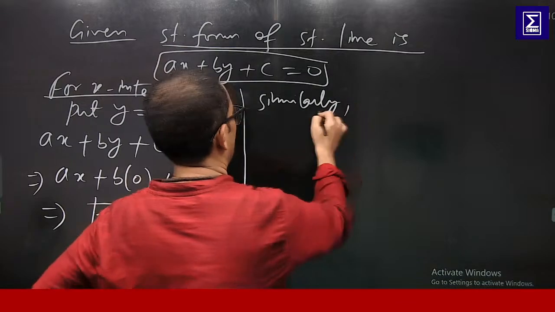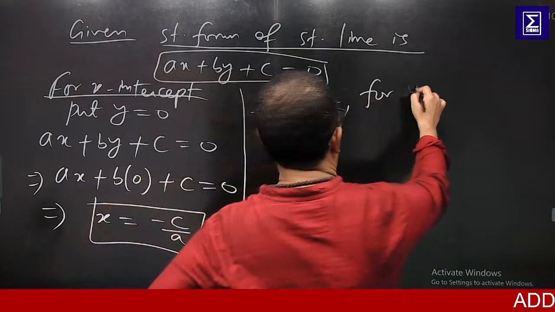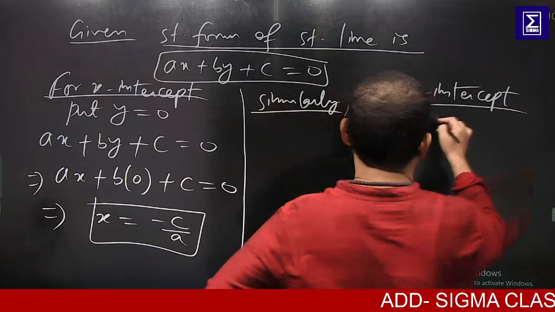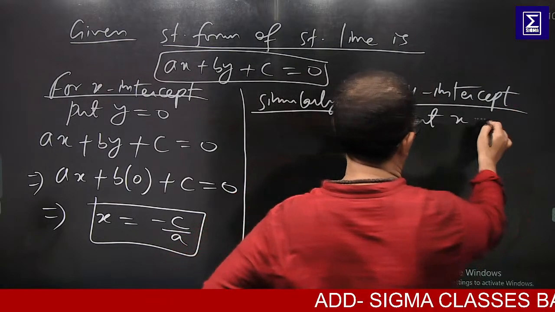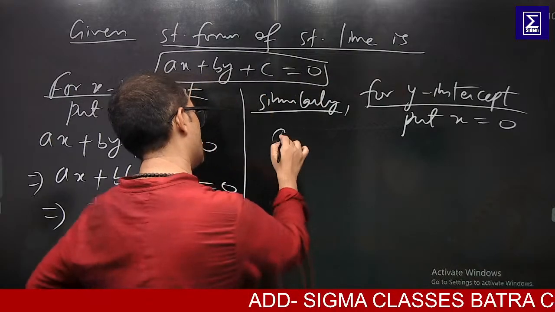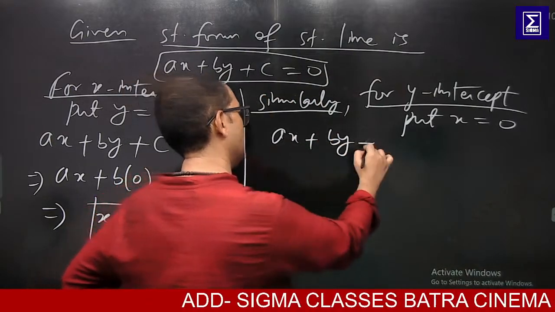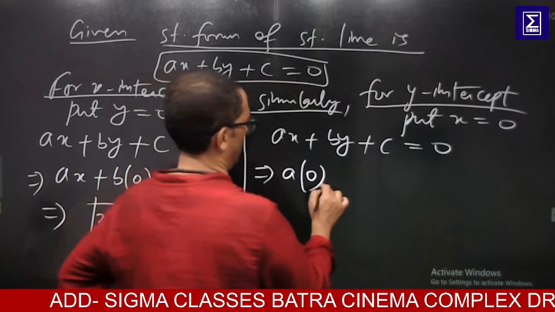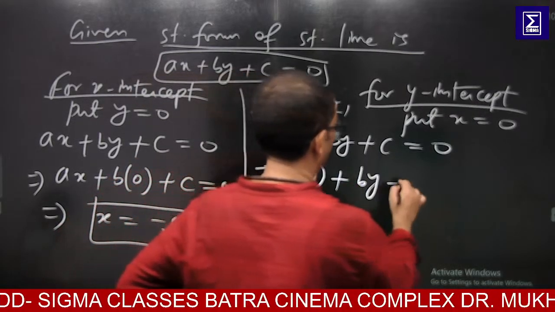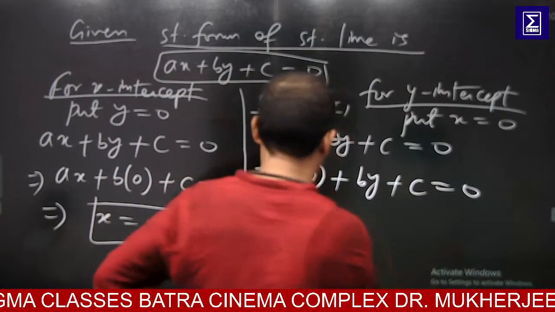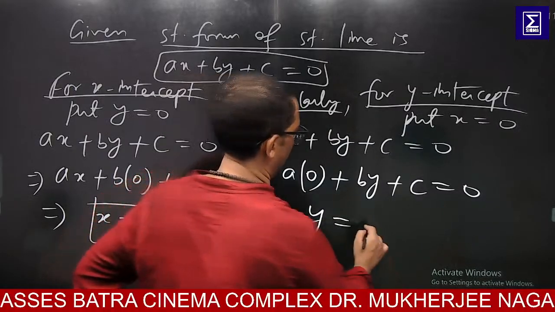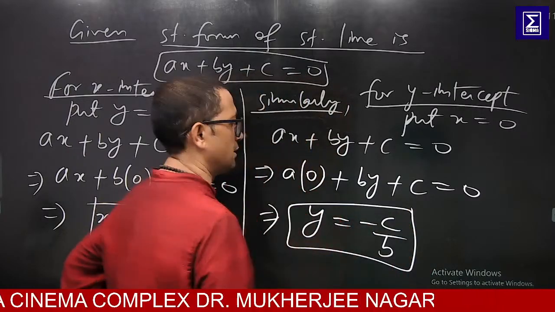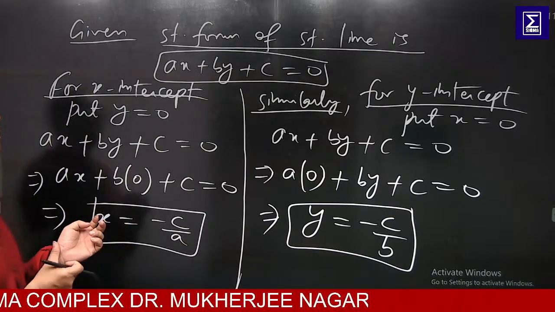Similarly, for y-intercept, we have to put x is equal to 0. So in the equation ax plus by plus c is equal to 0, we put x is equal to 0. So a times 0 plus by plus c is equal to 0. So here y is nothing but negative of c over b. So this is how we are able to transform it.